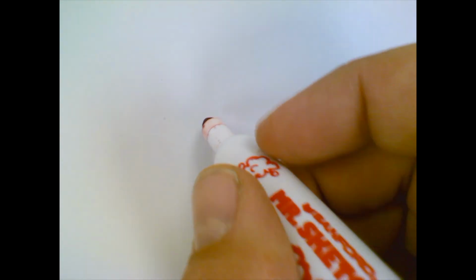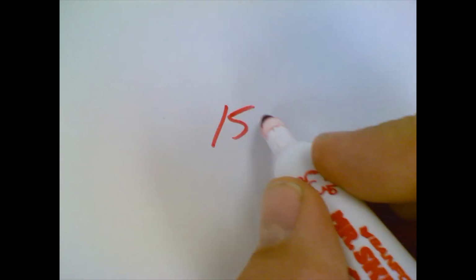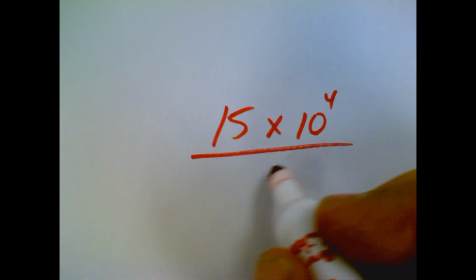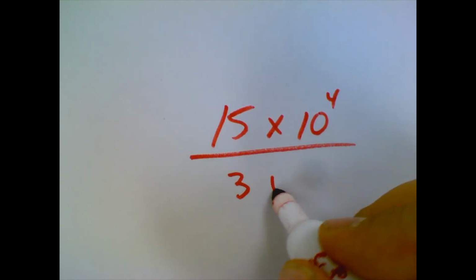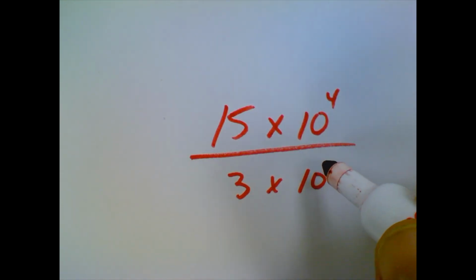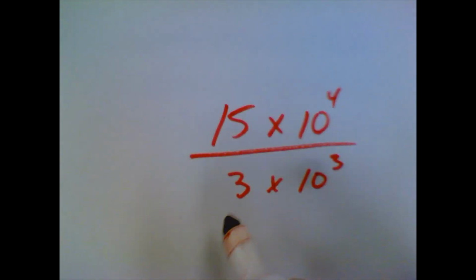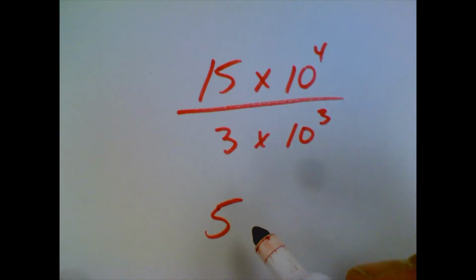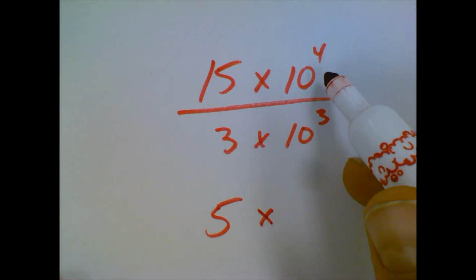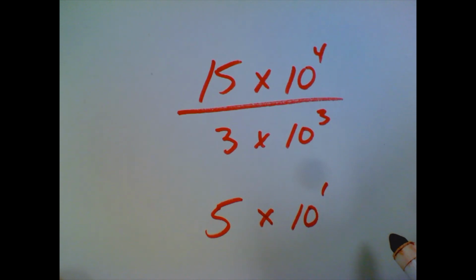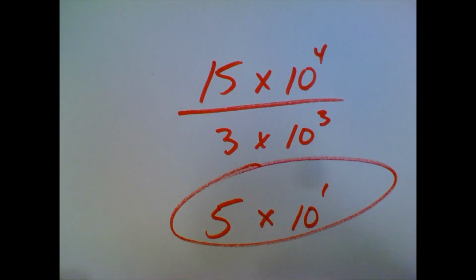All right, let's do something like 15 times 10 to the 4th divided by 3 times 10 to the 3rd. Okay, so I'm going to divide coefficients. I get 5. Well, that's good news. This is between 1 and 10, so we don't have to mess around with it. Subtract the exponents, 10 to the first. And there's your answer in scientific notation.